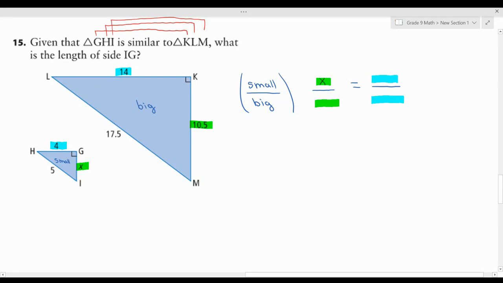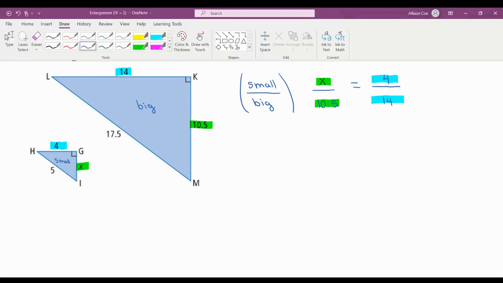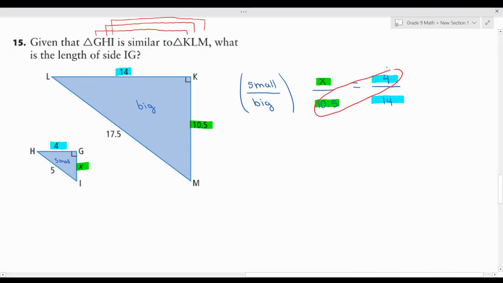Setting up my proportion statement, I'm going to compare x to 10.5, and set it equal to, because I have small on top, going back to the small, 4 on top, compared to the 14. Then you cross multiply, so x is equal to 4 times 10.5 divided by 14. That would be like having 42 divided by 14, and that answer would be 3.